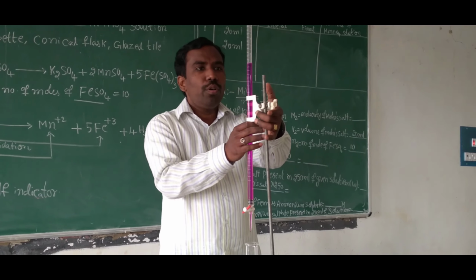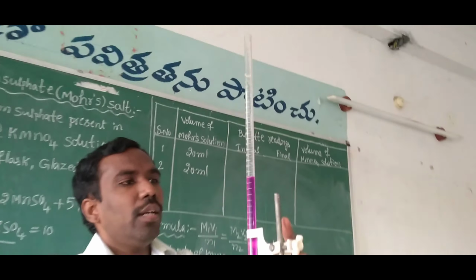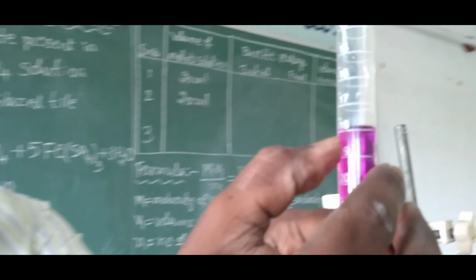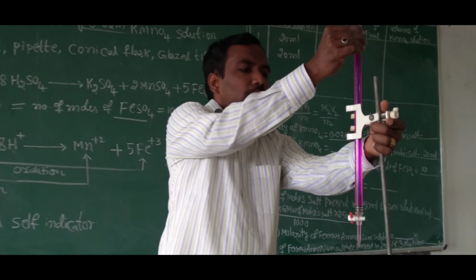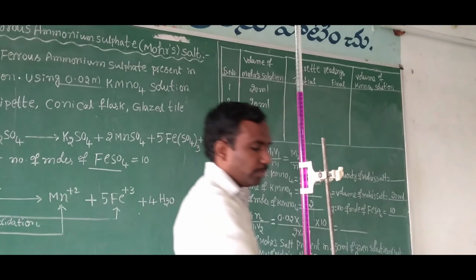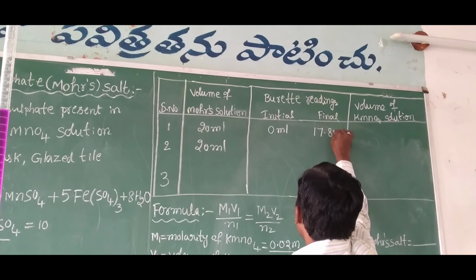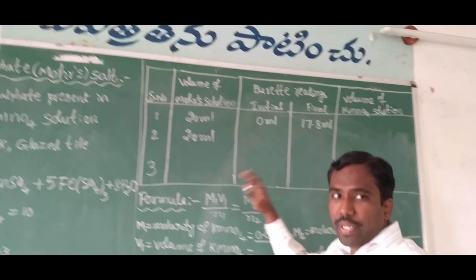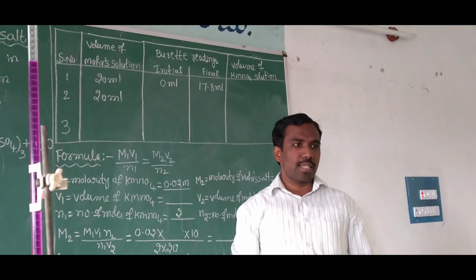Now we have to notice the reading here. The reading is 17.8 ml. When we observe here, the reading exactly coincides at 17.8 ml. Now we have to write down that value: the initial reading is 0 ml and the final reading is 17.8 ml. Now you have to do the same titration until you get concordant readings.